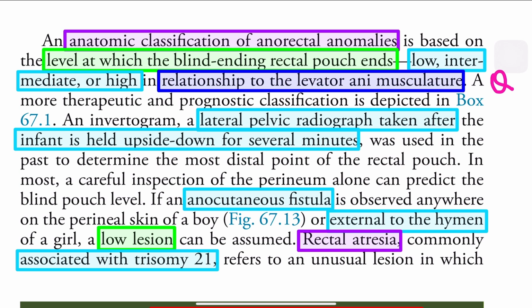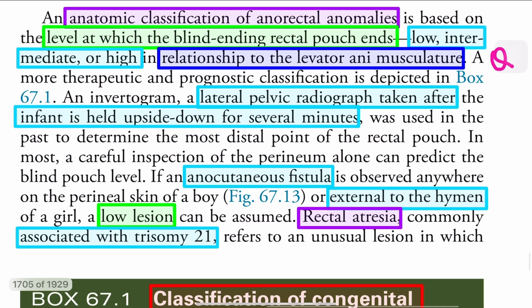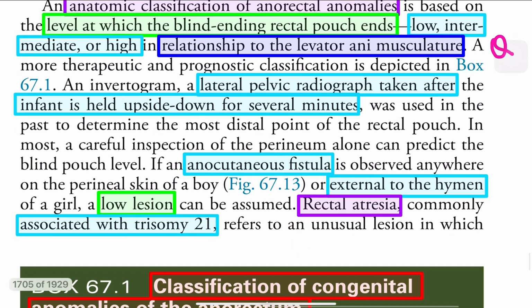If an anocutaneous fistula is observed anywhere on the perineal skin of the boy or external to the hymen in a girl, it is a low lesion. So anocutaneous fistula is an indication of low lesion. This much you should know. Rectal atresia is commonly associated with trisomy 21, Down syndrome.